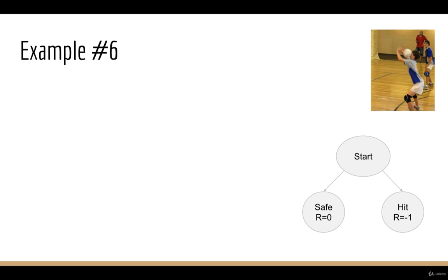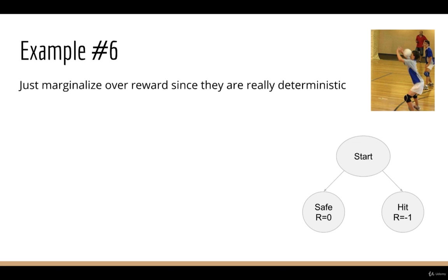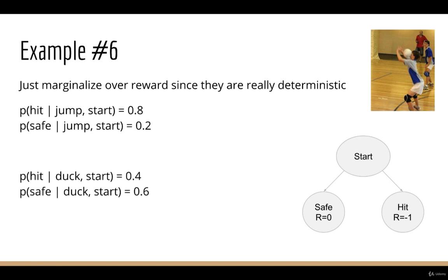We can of course just marginalize these to get rid of the reward completely, since it is deterministic. We've already stated that when you get hit, that counts as a reward of -1, and if you don't get hit, it's 0. So if you want to try to solve the rest of the problem yourself on paper, please take this opportunity to do so.